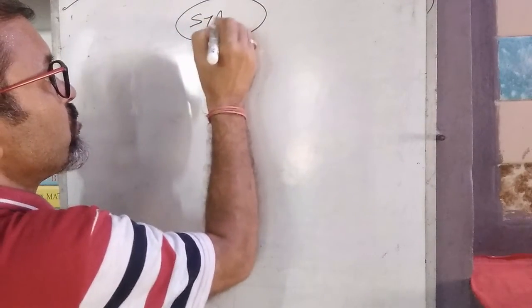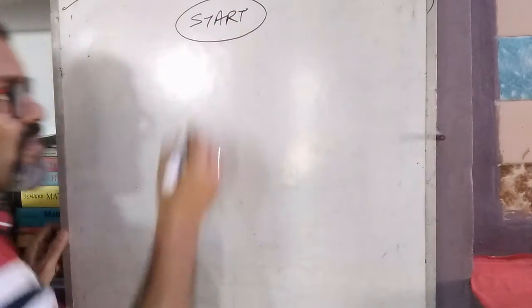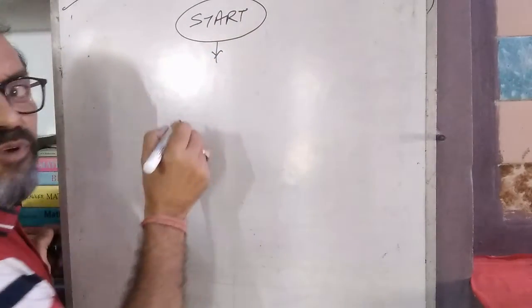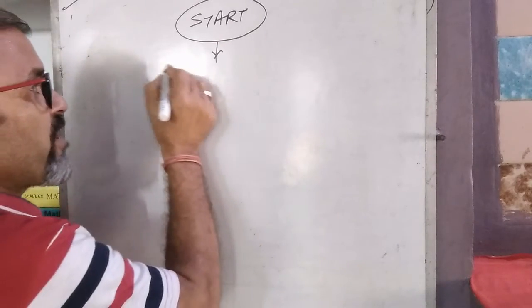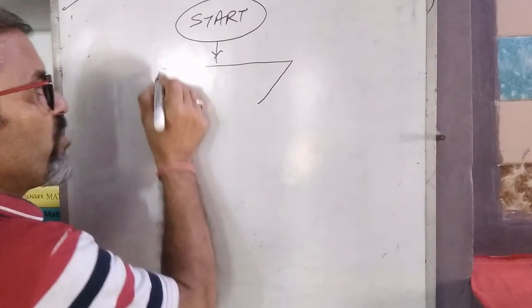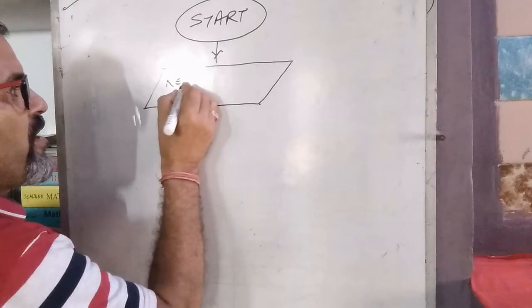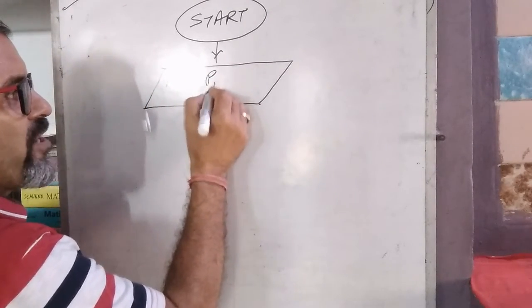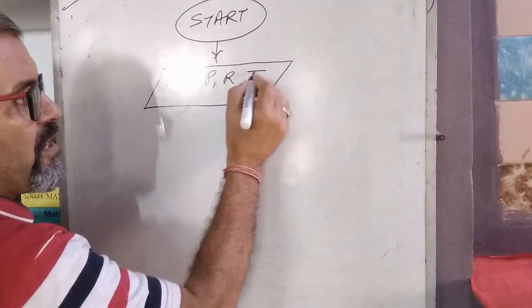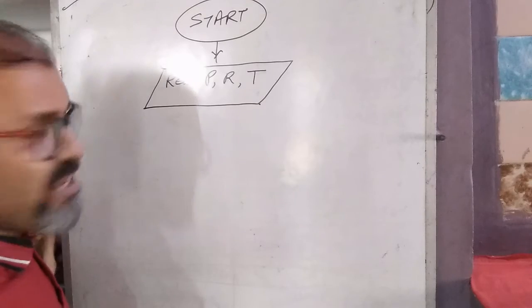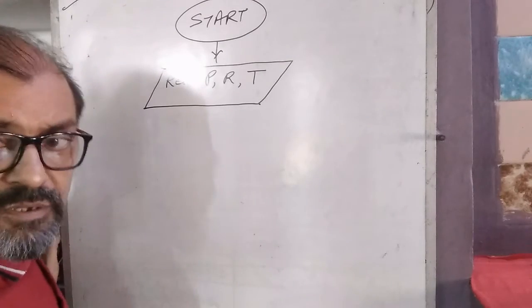Start symbol, thereafter one flow line. Now I have to input principal, rate and time. So for that we have to draw an input box. Here I will write read, principal for P, rate for R, time for T. Through variables we will read. So read P, R and T, or input P, R and T.